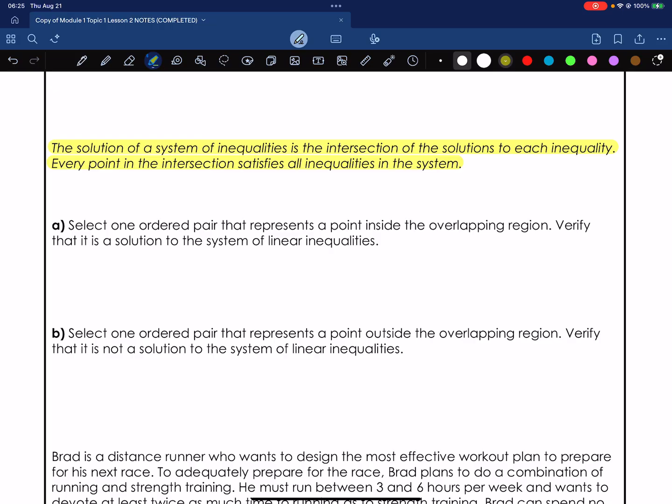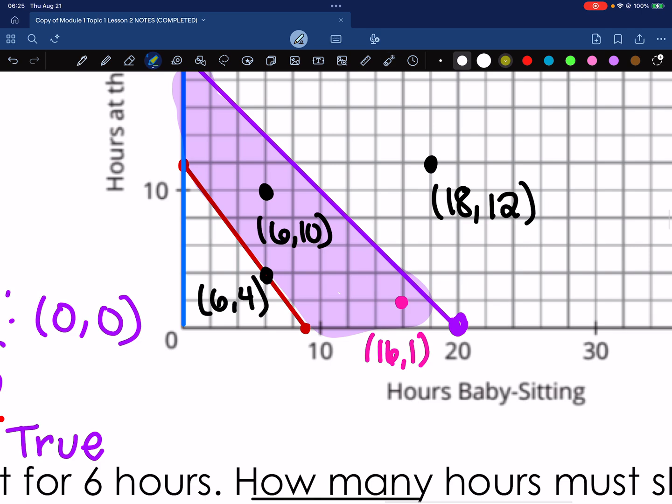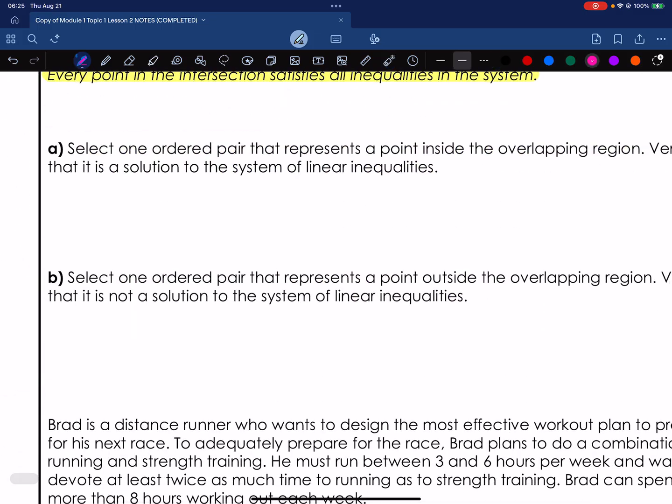So part A says select one ordered pair that represents a point inside the overlapping region. Verify that this is a solution to the system of linear inequalities. So if I go back here, I want to pick a point, any point in here, and I decided to pick 16, 1. Okay, so what we're going to do is verify that this is a solution. So I'm going to come back here. We're going to write 16, 1, so we know what point we're working with, and we're going to plug it in to all of our inequalities.